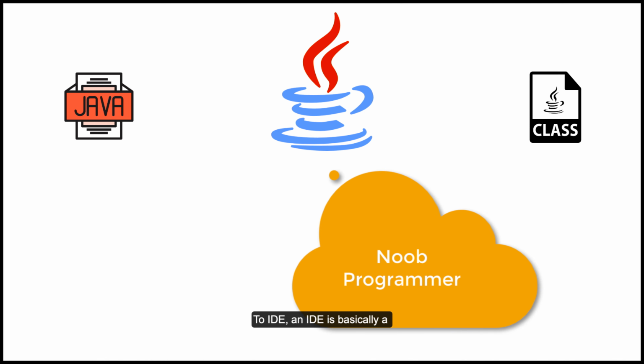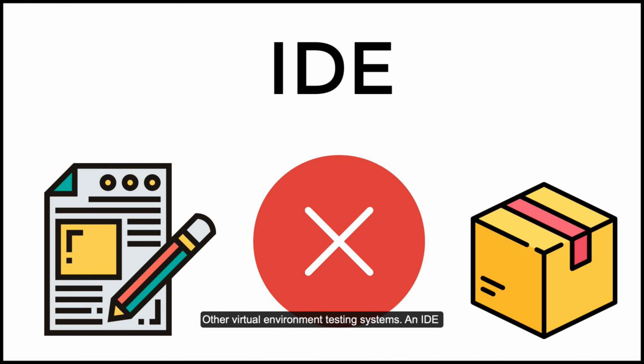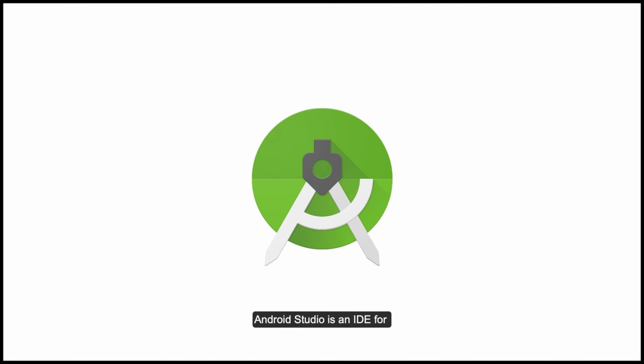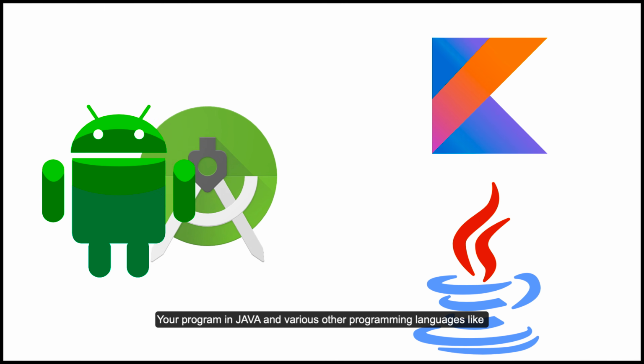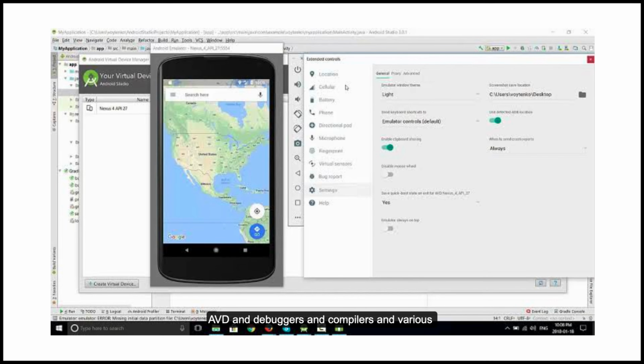Now coming back to IDE. An IDE is basically a program that has all these features, from a text editor to a compiler and even debuggers and various other virtual environment testing systems. And an IDE is specially designed for a particular language and can have multiple languages as well. For example, Android Studio is basically an IDE for Android app development, and it allows you to code your program in Java and various other programming languages like Kotlin, and it supports virtual environments and debuggers and compilers and various other things.